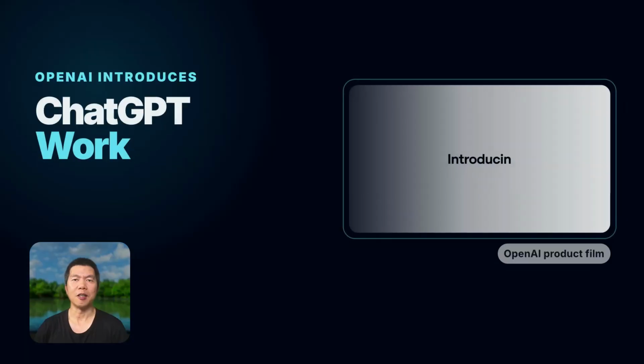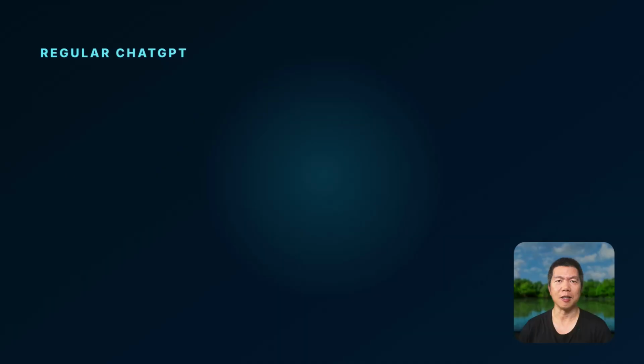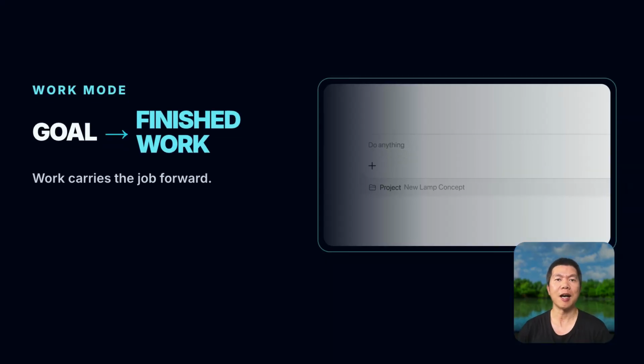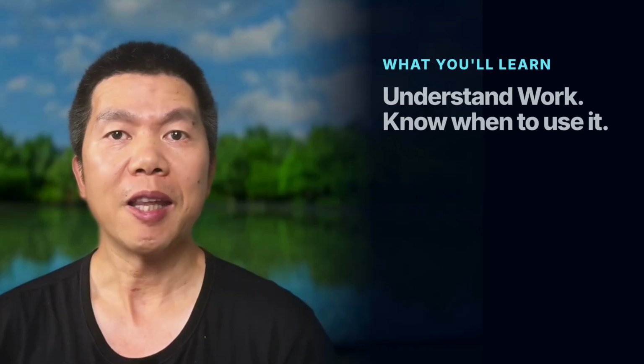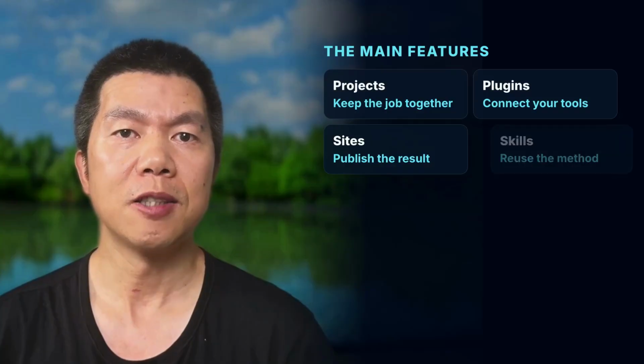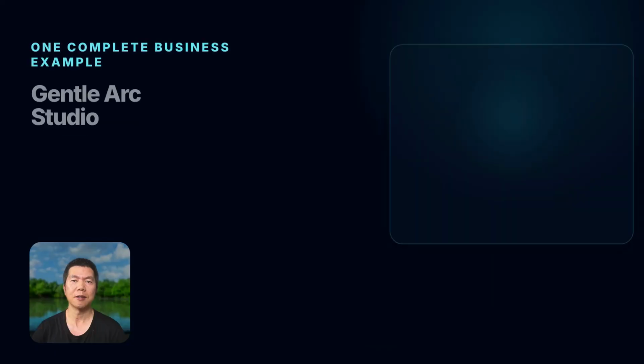OpenAI has recently introduced work mode in ChatGPT. Instead of only answering questions or drafting ideas, work is designed to take on complete jobs. By the end of this video, you will understand how work differs from regular ChatGPT. You will also know how to use all of its main features: projects, plugins, sites, skills, and scheduled tasks.